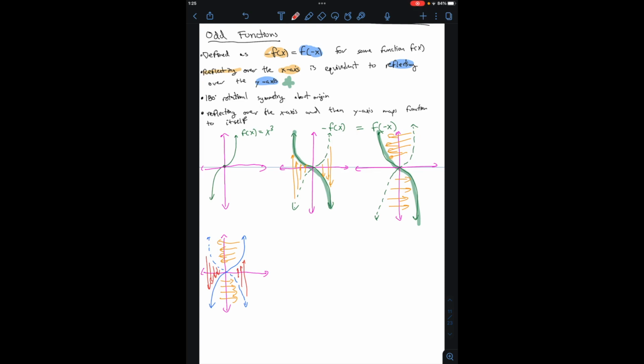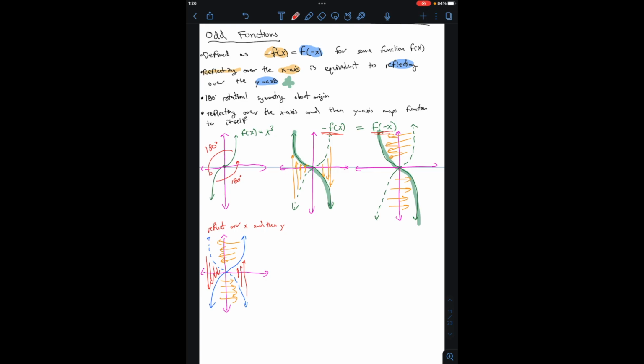So you could do two reflections, reflect over x and then y, or vice versa. We have this rotational symmetry where if I rotate 180 degrees, I'm going to get to the same location. Or just a reflection over one axis is the same as just a reflection over the other axis. So graphically, that's what's happening here.